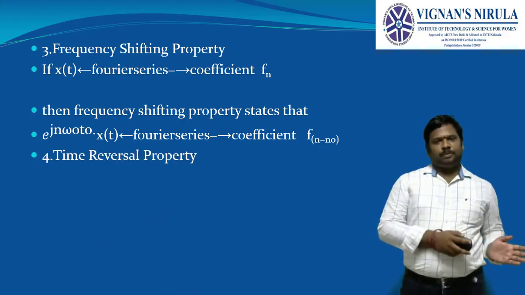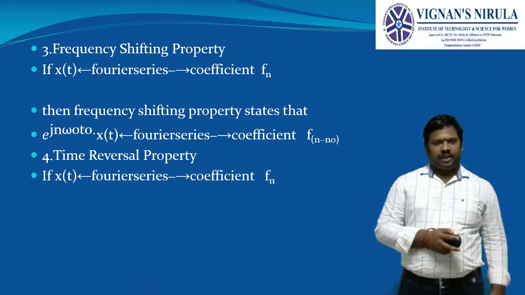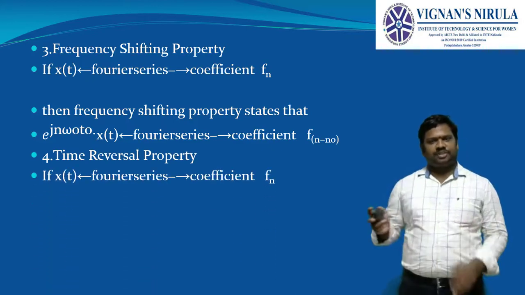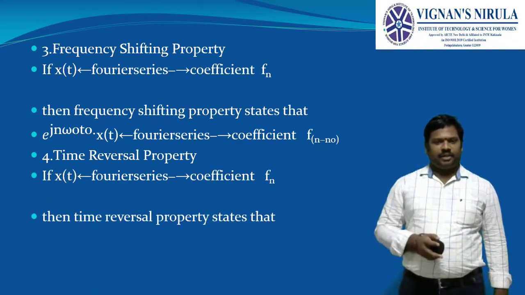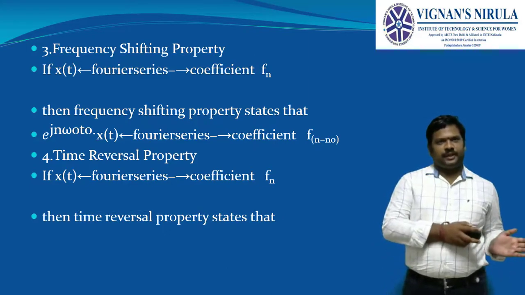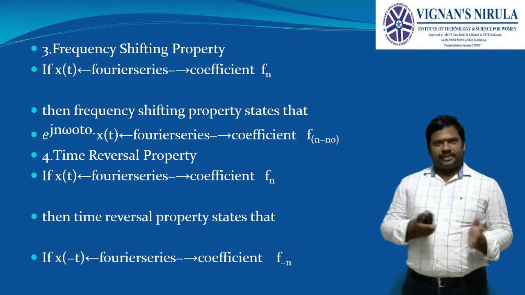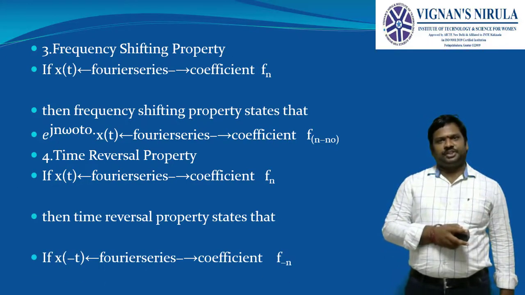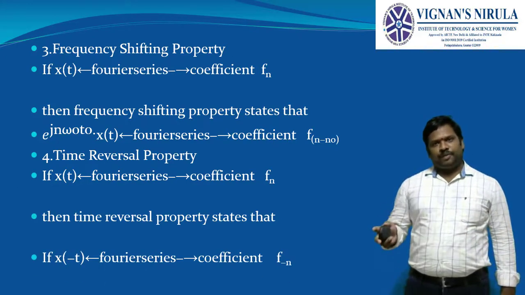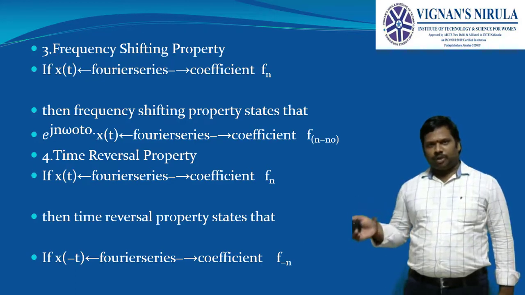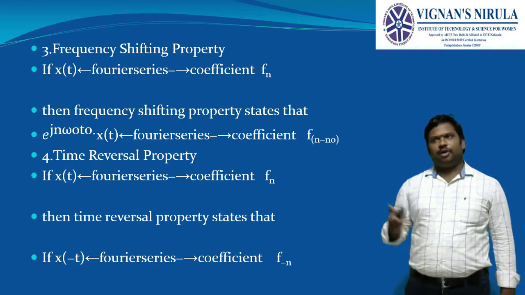Then the time reversal property. In the time reversal property, x of t has the Fourier series coefficient Fn. Then the time reversal property states that for x of minus t, the corresponding Fourier series coefficient is F of minus n.